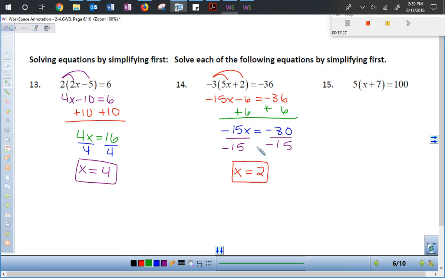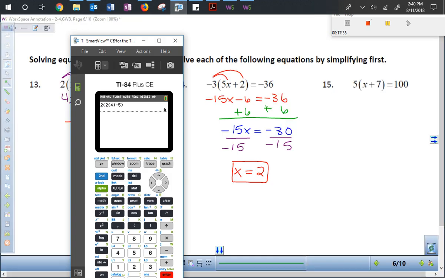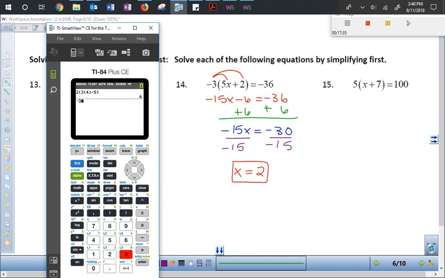To check your answer, substitute it back into the original equation. So I want negative 3 times the quantity of 5 times 2 plus 2. Calculator says I should get negative 36, and that's what I got.